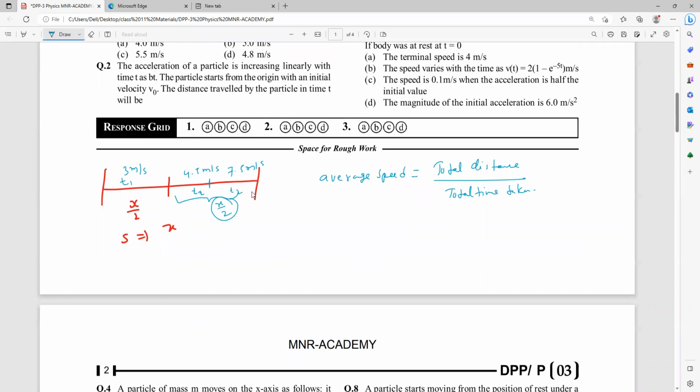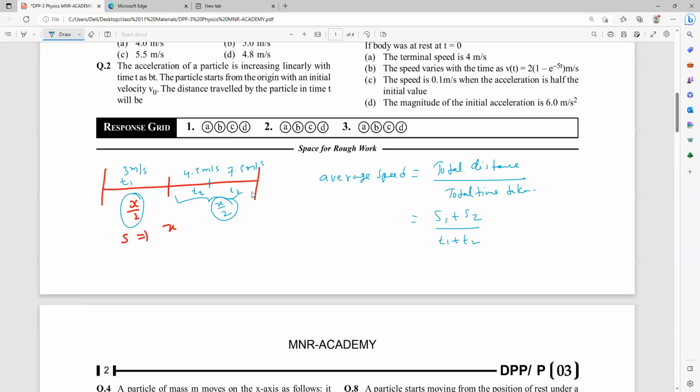So let us see that now. First case, let us find the total distance. This distance is x by 2, this distance also x by 2. So distance, no problem. I'll write the formula: s1 plus s2 divided by t1 plus t2. Is it clear, everybody? So now distance we already know, so that is not a problem.